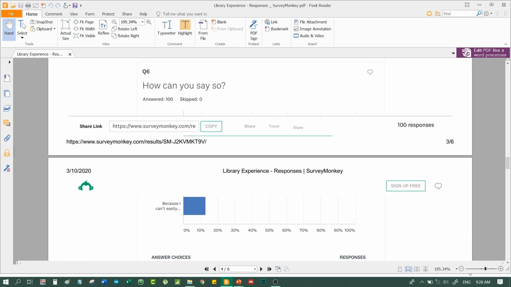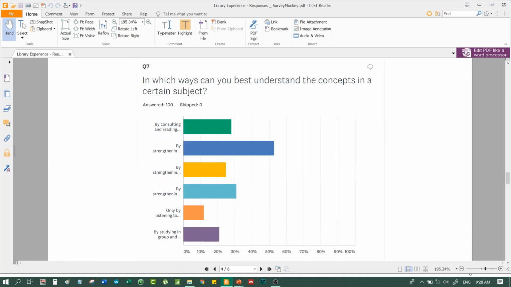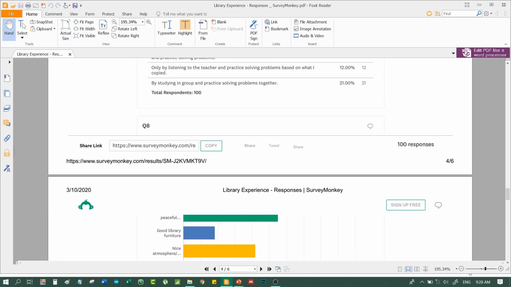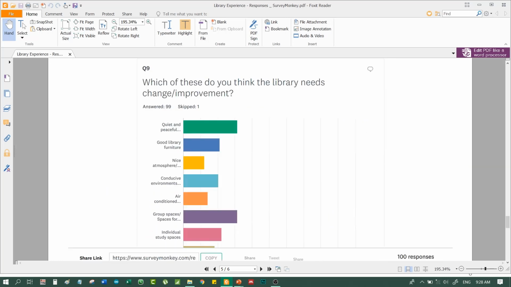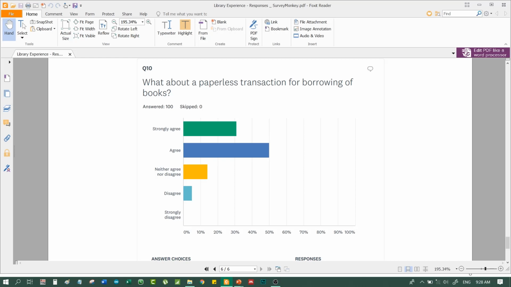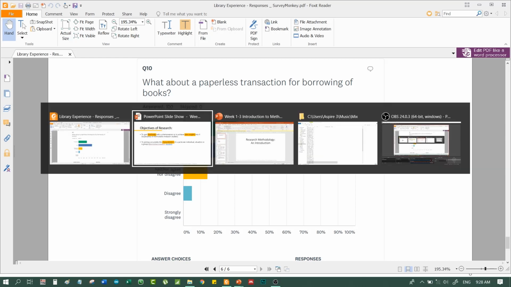In which ways can you best understand the concepts in a certain subject? Which of these do you think the library needs to change or improve? What about a paperless transaction for borrowing books? This survey is a requirement of their statistics subject from 2 years ago. Okay, let's try another example.